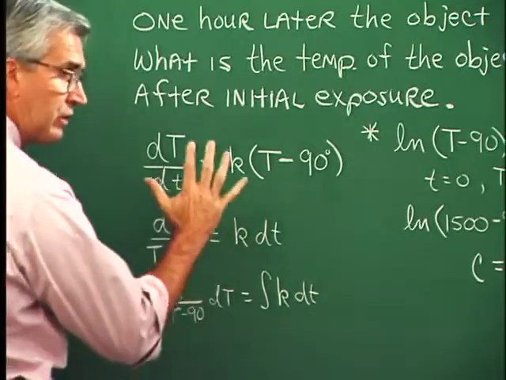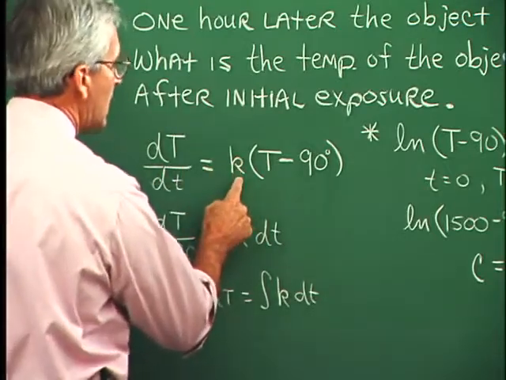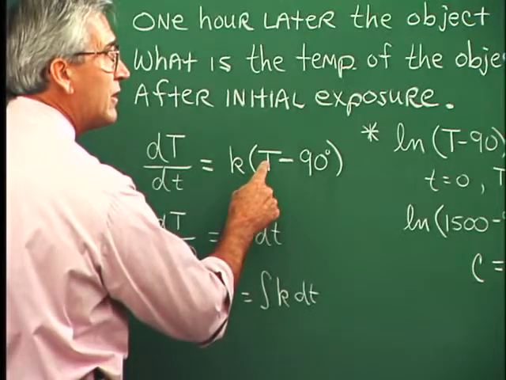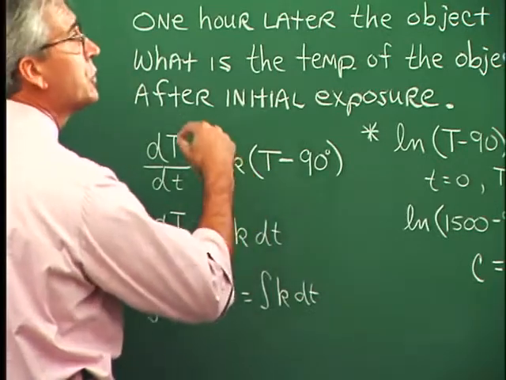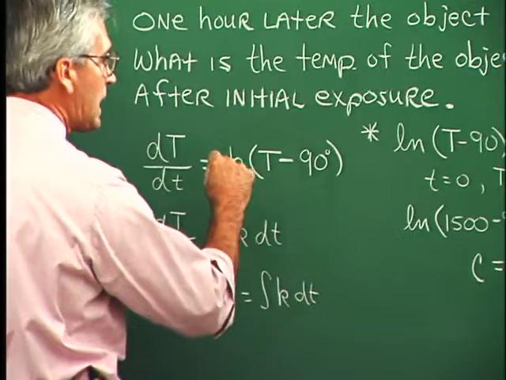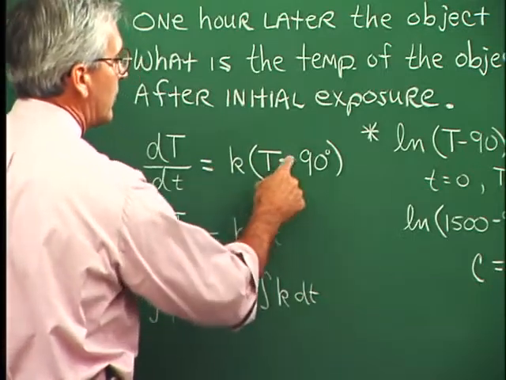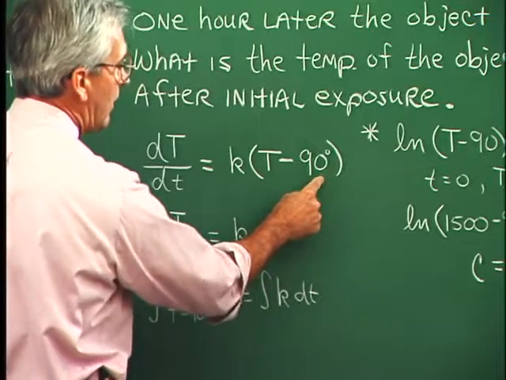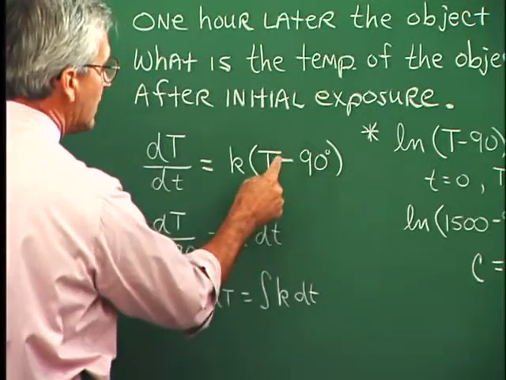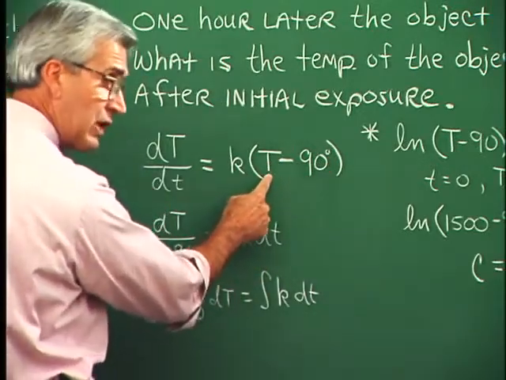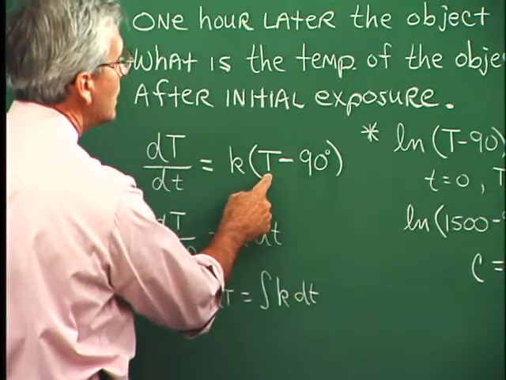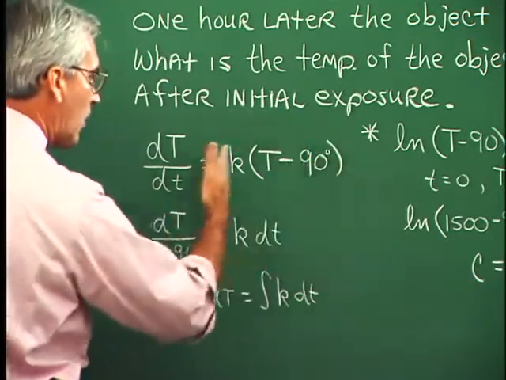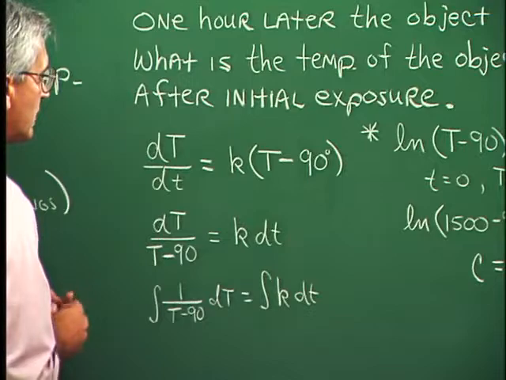...is proportional to, that is, there's a K, is proportional to the difference between the object's temperature and the temperature of the surrounding area. Now this temperature of the surrounding area we're assuming stays constant, and this is a variable. This changes as time goes on, and so this is our model that we're going to proceed with.